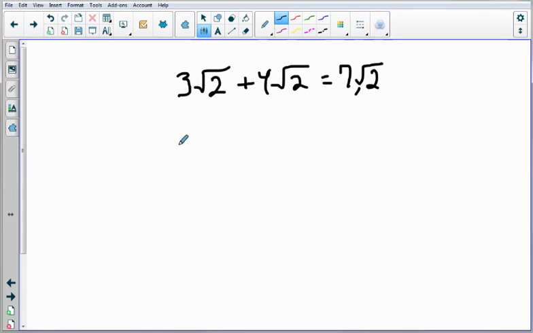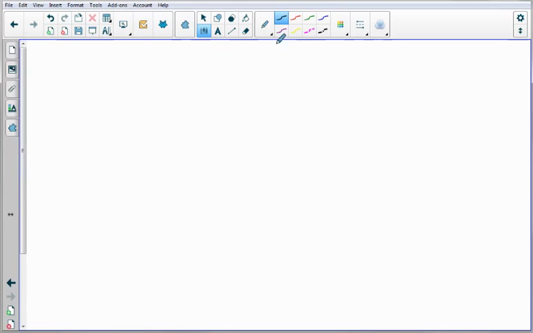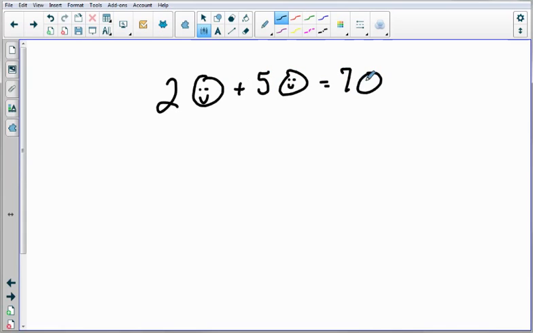I might remind you what you could do. Let's kind of remind ourselves what that combining like terms means. Let's do 2 smiley faces plus 5 smiley faces. Well, 2 of them plus 5 of them is 7 of them.